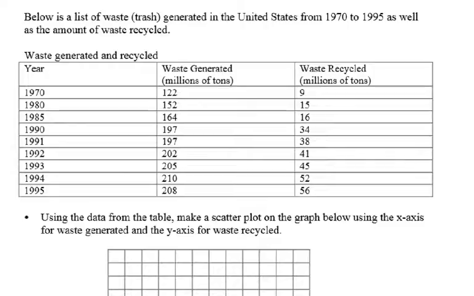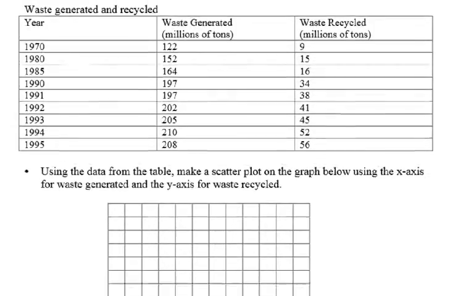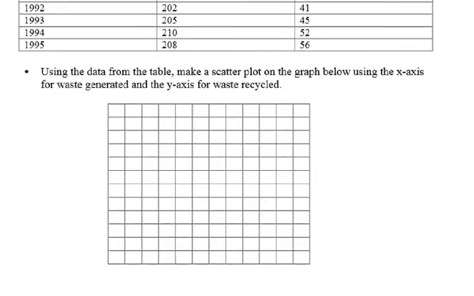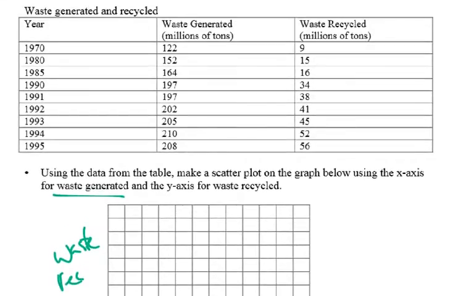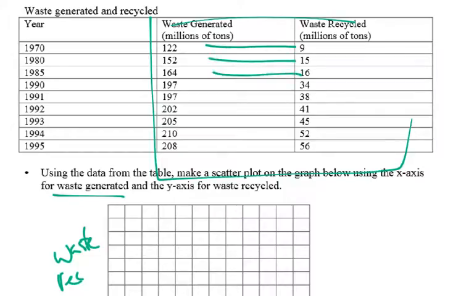Okay, now on this one, it wants you to make a scatter plot. So it says using the x-axis for waste generated, so that's going to be waste generated, and this is going to be waste recycled. Okay, and so you've got your data here. So these are your points. So you're going to plot each of those points. Don't worry about the years. Okay, so it's in millions of tons.